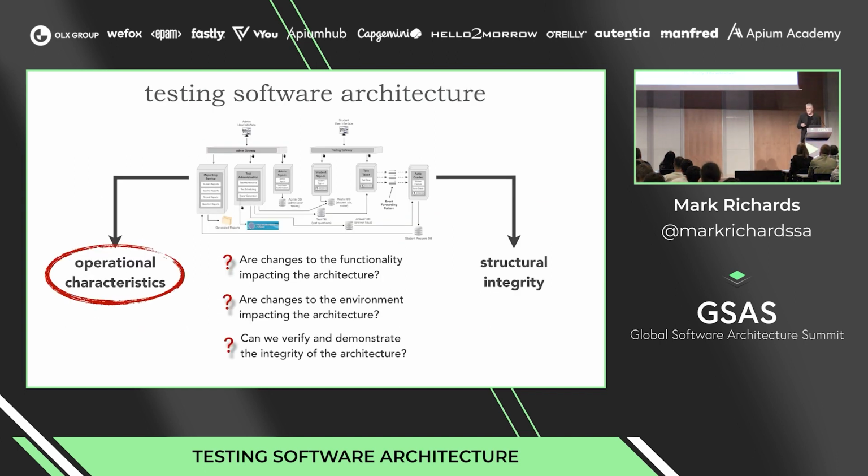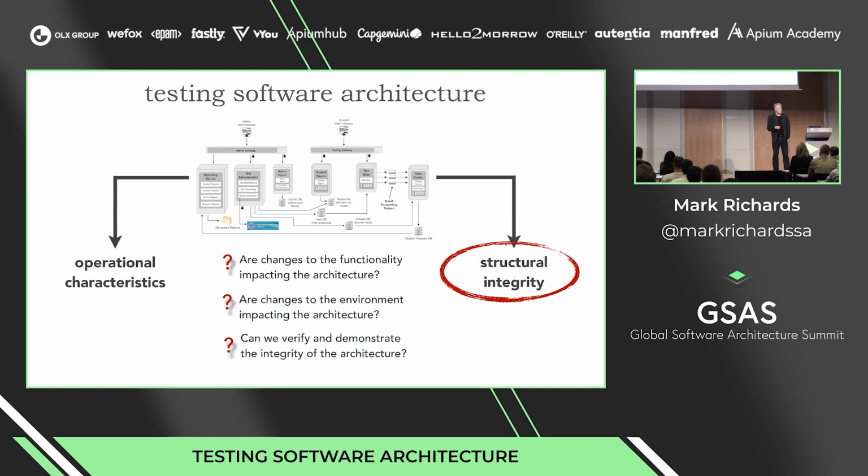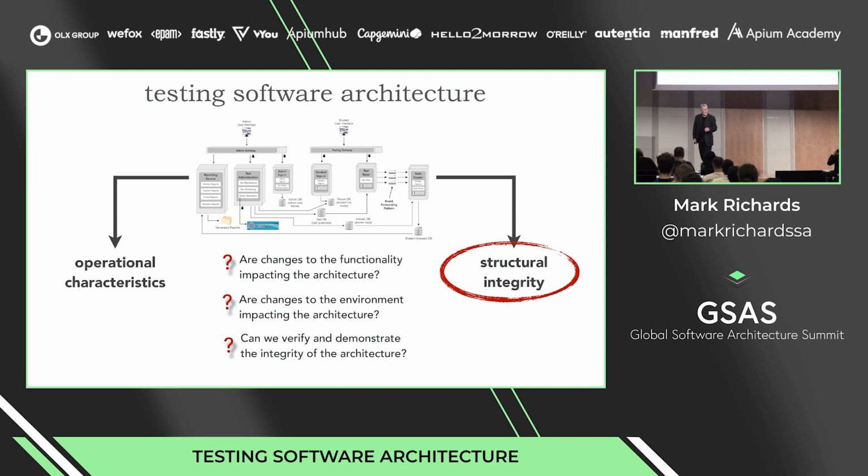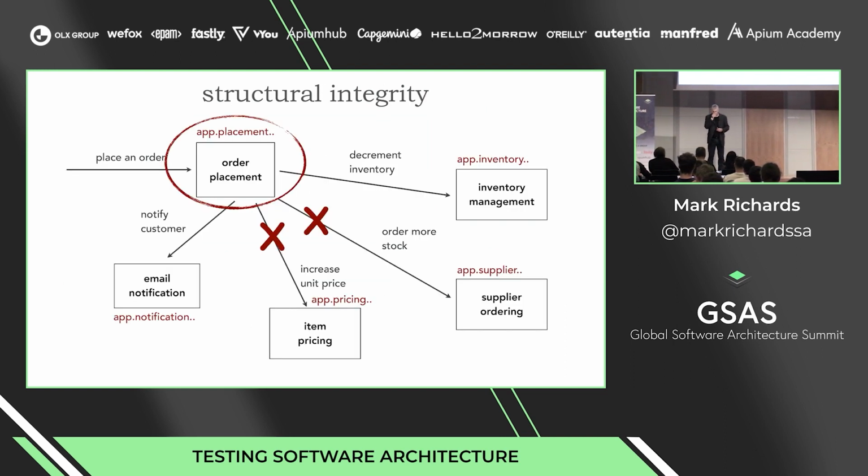But let's end this session by talking about another kind of testing, and that's the structural integrity of the system. So ignore all those operational things. What about the overall structure? Is the internal structure of our system sound? Let's take a look at a different example. A typical e-commerce site. Well, we've got order placement to place an order, inventory management to manage inventory, stock ordering to replenish the stock, item pricing to raise the price up and down, and finally notification.